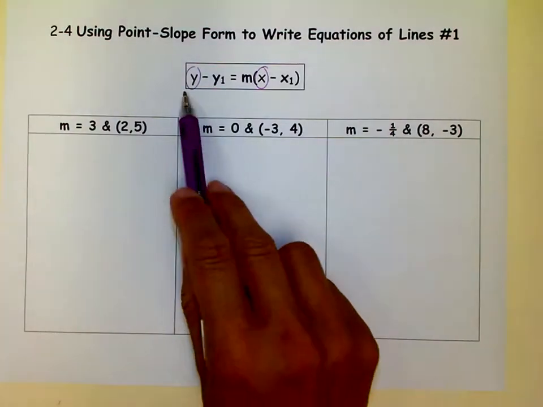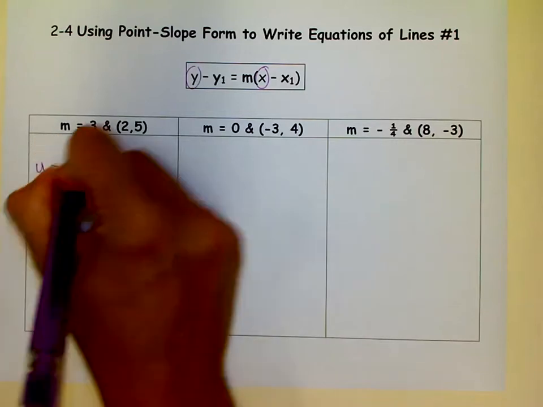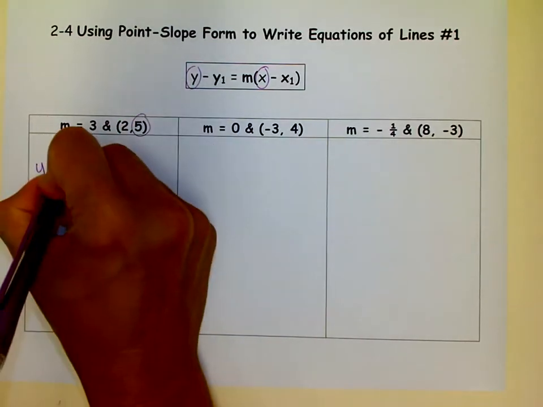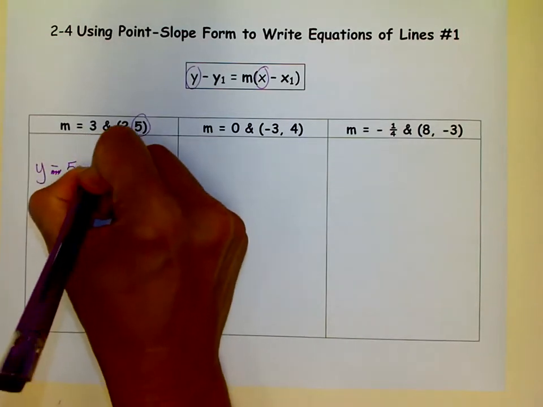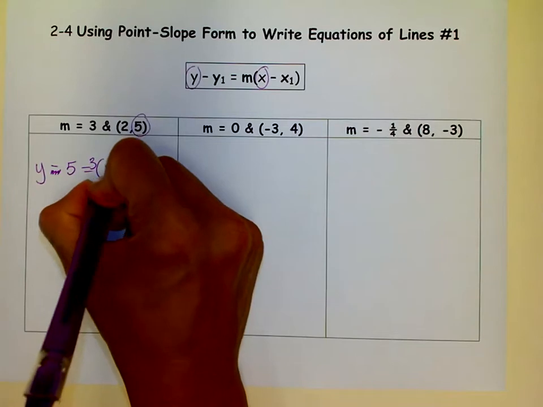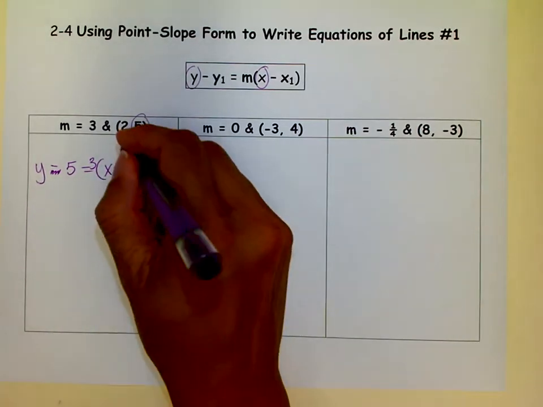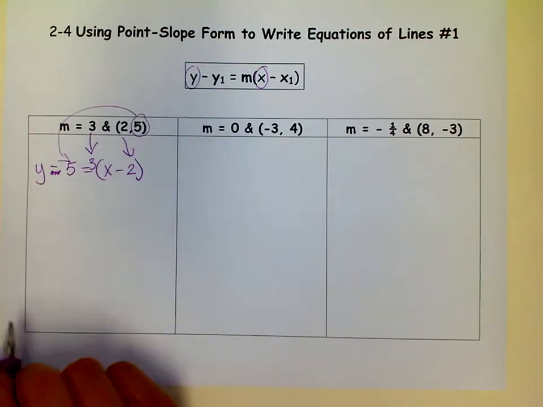So we're going to just plug everything in. Now, we have y minus y sub 1, which is 5. Oops, sorry. Y minus 5 equals m times x minus x sub 1. So that goes there, and this comes over here. That's kind of how it works.